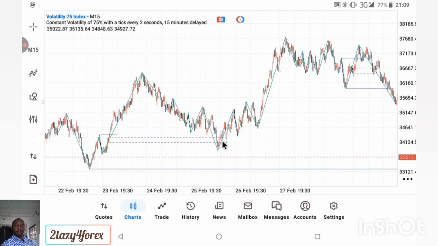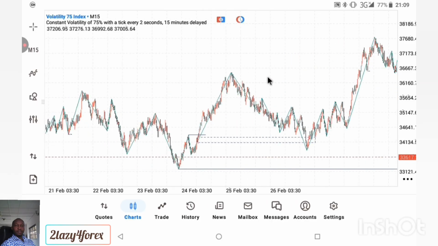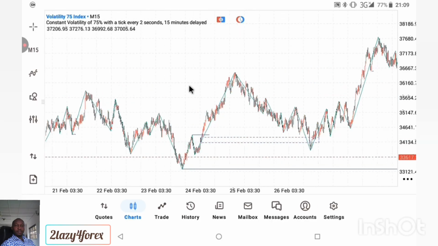Even as it is, it is still a sniper entry. And look at what happened. Price went up straight. If you had pulled your trigger here, price went up, it didn't come close to our stop loss. This is a strategy you need to have in your arsenal.